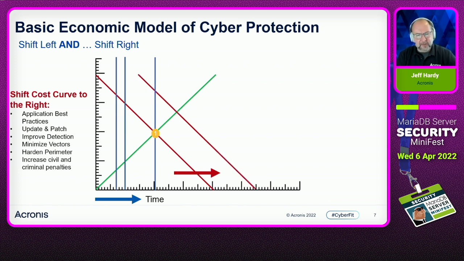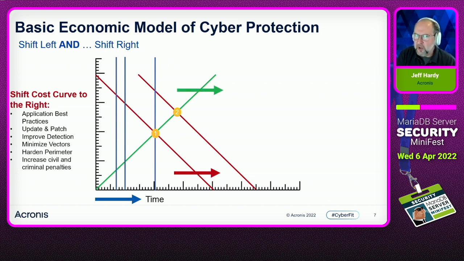So what happens? The cost curve shifts to the right and you gain time. Your new intersection point has moved to intersection two, right? This is where you are now. And you can see, because no system is 100% secure forever, by increasing the cost, you're shifting the intersection point, you're now relatively safe for more time.